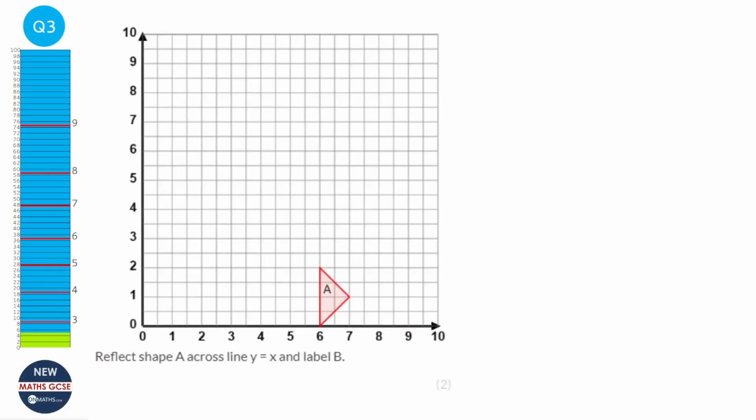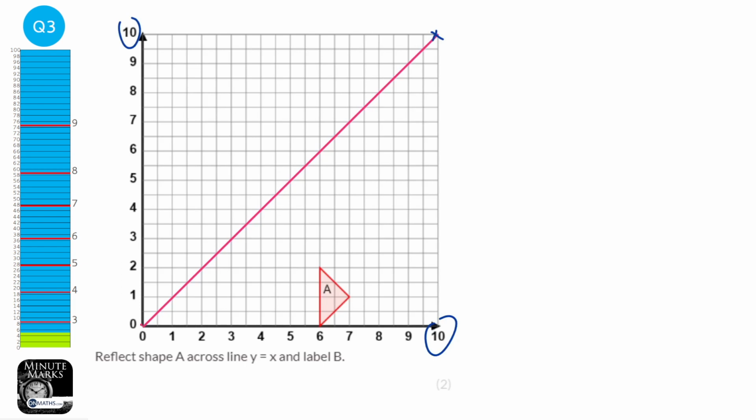So we're asked to reflect this shape along the line y equals x. And y equals x is a diagonal line where all the x values are equal to the y values. So at the bottom here we've got x is 10 and y is 10, so that coordinate would be 10, 10. And then obviously this coordinate 4, 4, etc. So we need to reflect it across this line.